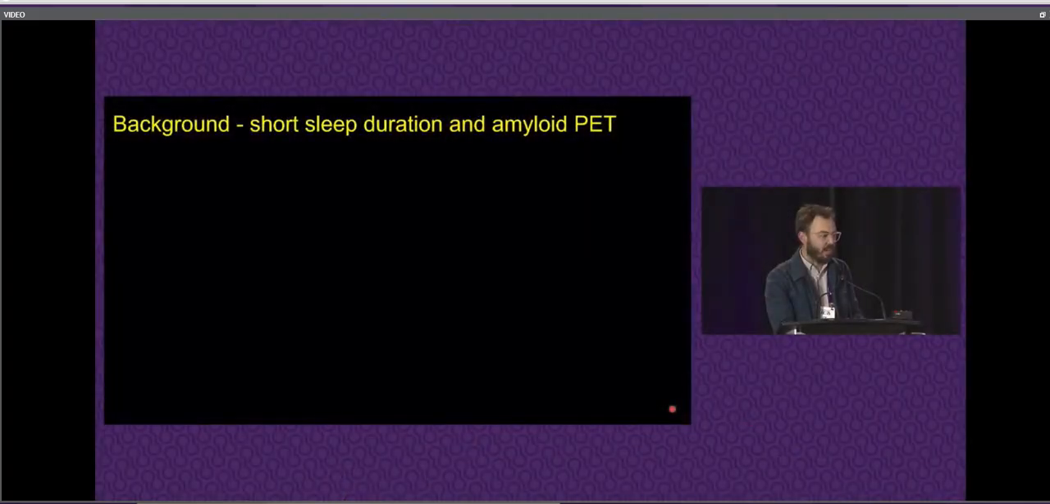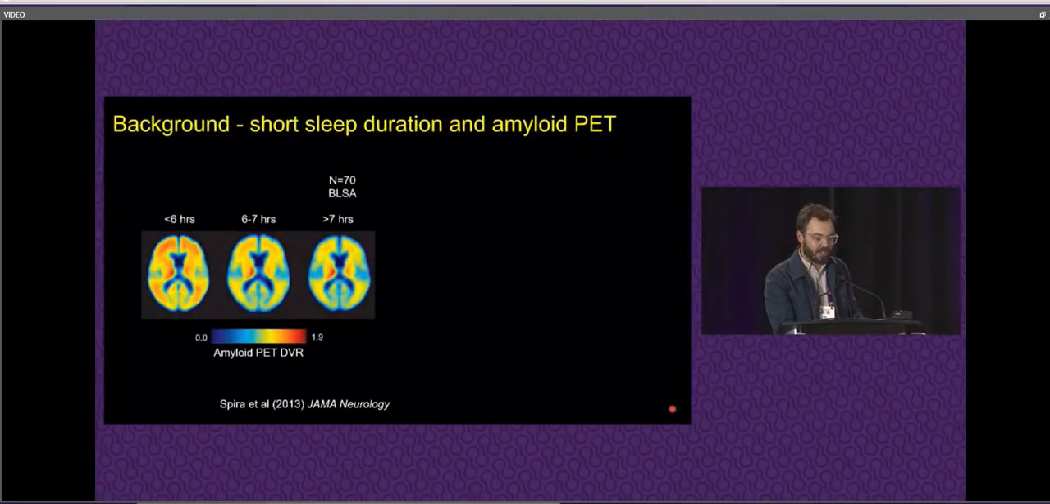Okay, so maybe focusing on sleep. You're probably familiar with this idea that there's a link between sleep and Alzheimer's disease. One of the first landmark findings that linked sleep with AD biomarkers in humans came from the Baltimore Longitudinal Study of Aging, which showed that cognitively unimpaired older adults who reported getting fewer hours of sleep had more amyloid PET burden, higher levels of amyloid in their brain.